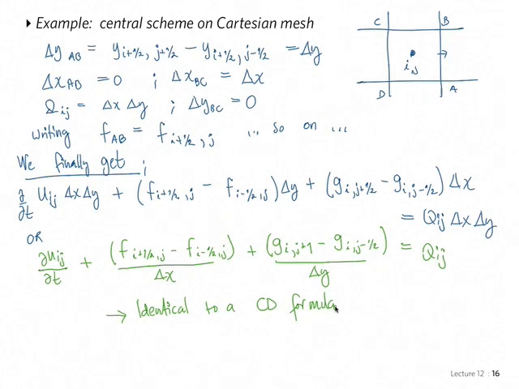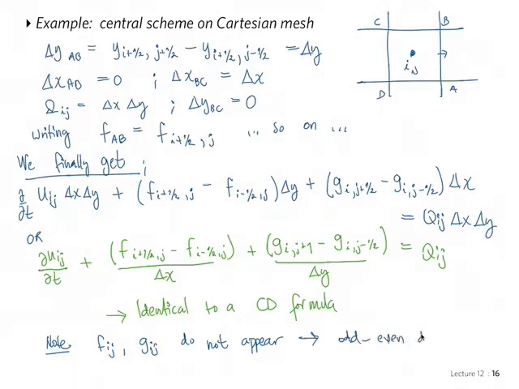Okay, so one thing that we can observe of this formula here is that f ij and g ij do not appear explicitly in this formula, and so we have odd-even decoupling. And we know that this can produce some jagged solutions.